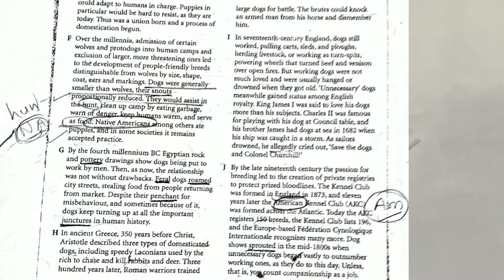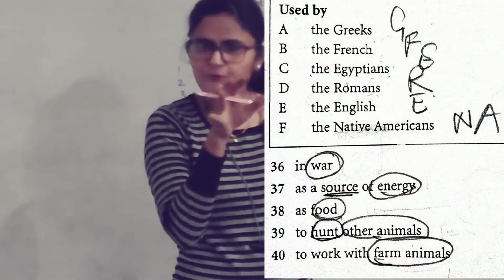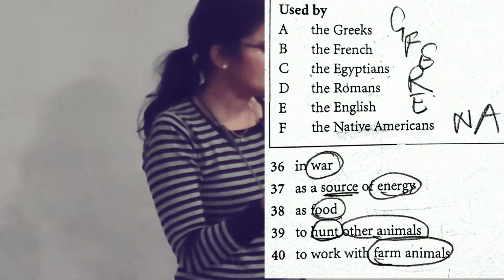Dogs were generally smaller in the woods and would assist to hunt, clean up the camps by eating the garbage, warn of danger, and keep the food. Native Americans also ate the puppies or like that. Means it is related to hunting and food. And similarly here is also America. Now let's see, is there any mention of hunting and cleaning for food and everything?